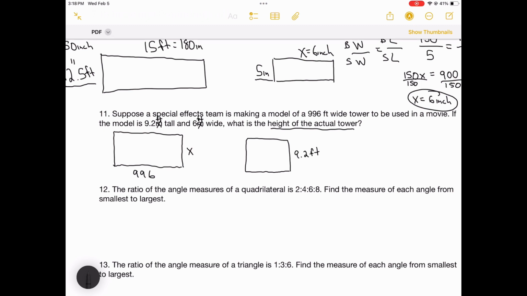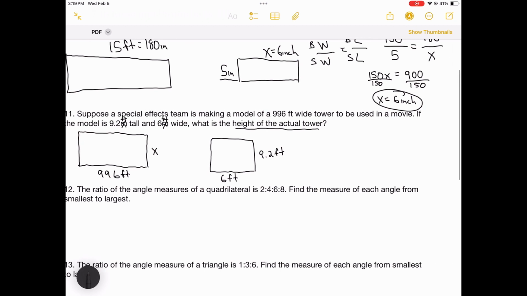Okay, again, I'm going to set up a proportion, and I'm going to go width over width, height over height, in the order that I do it. So I'm going to go big to small, big to small. You could also do small to big, but you just have to stay consistent with setting up the proportion.